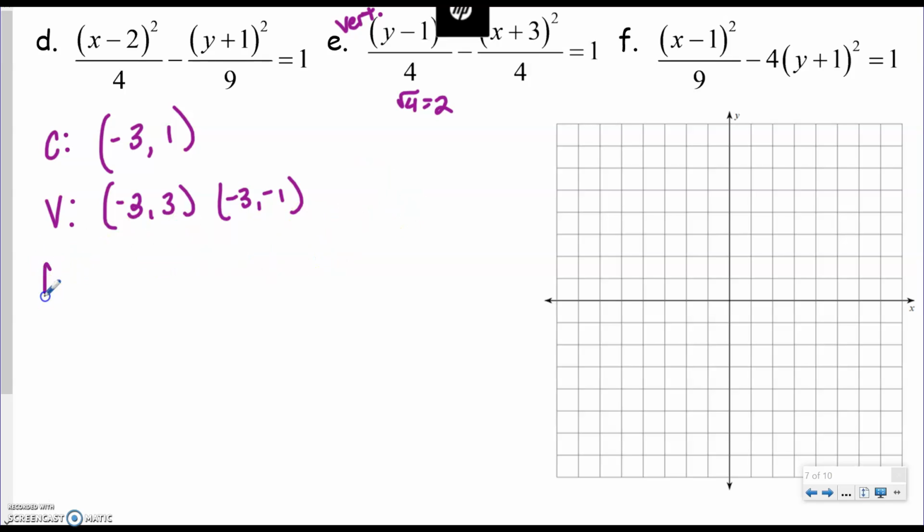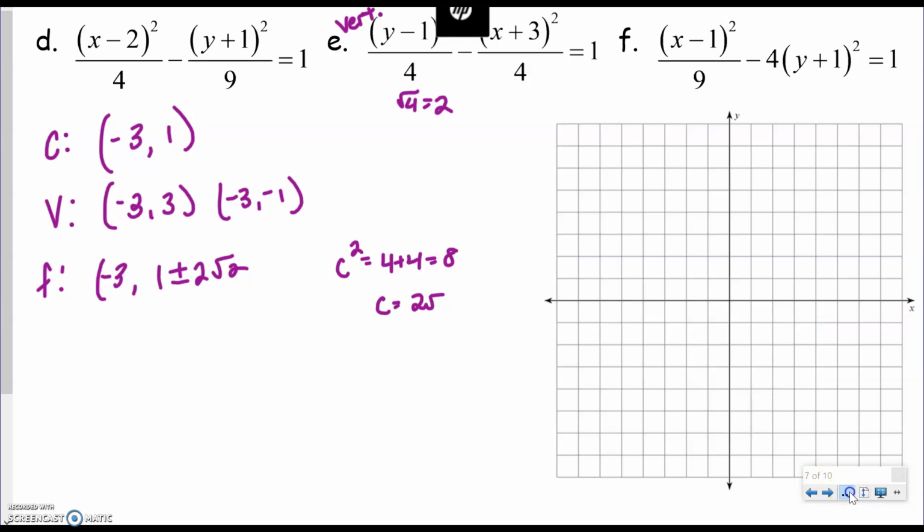To find my foci, I need to do c squared equals a squared plus b squared. So c is actually 2 square root of 2, or just the square root of 8 if you want to leave it like that. Honestly, I don't mind. And I need to add that to the y value in my center because that is where our change is. Remember, it's vertical. So negative 3 will stay the same. I'm going to do 1 plus and minus 2 square root of 2. And I just noticed that I wrote an 8 there.